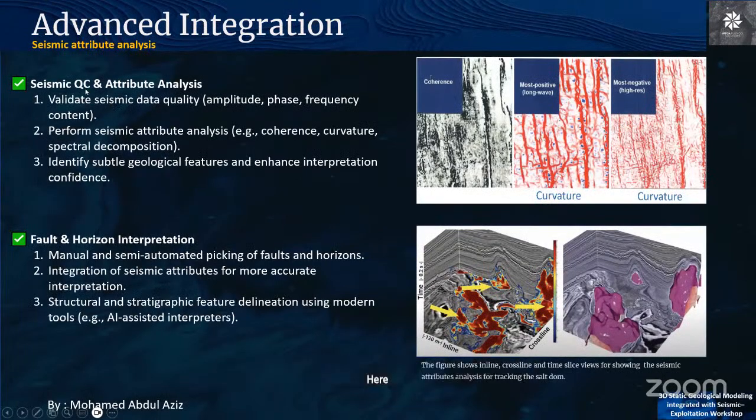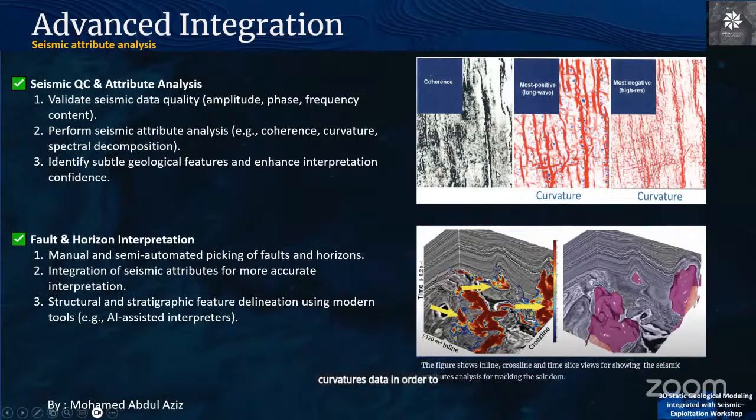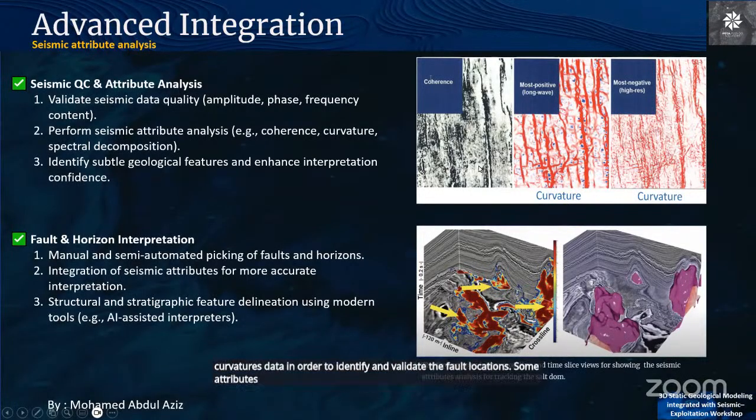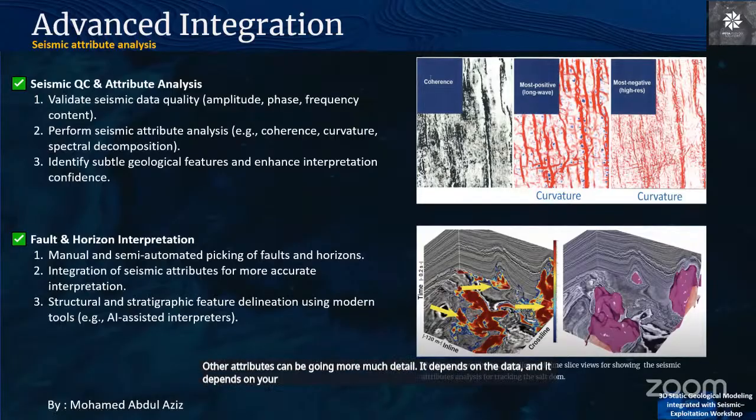Here is some example of seismic QC attributes analysis to validate your seismic data, because seismic data is amplitude, phase, frequency. So once you apply the seismic attributes like coherence, most positive, most negative curvatures, you identify and validate the fault locations. Some attributes do not capture the other direction of the faults. Other attributes can go into much more detail. It depends on the data, and it depends on your objectives of the interpretations.